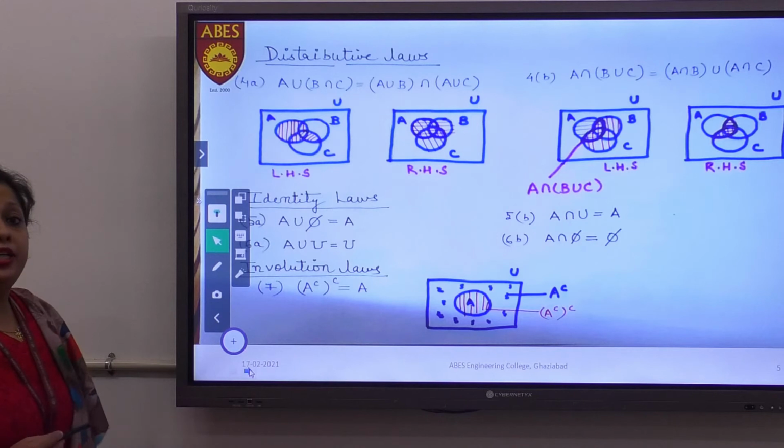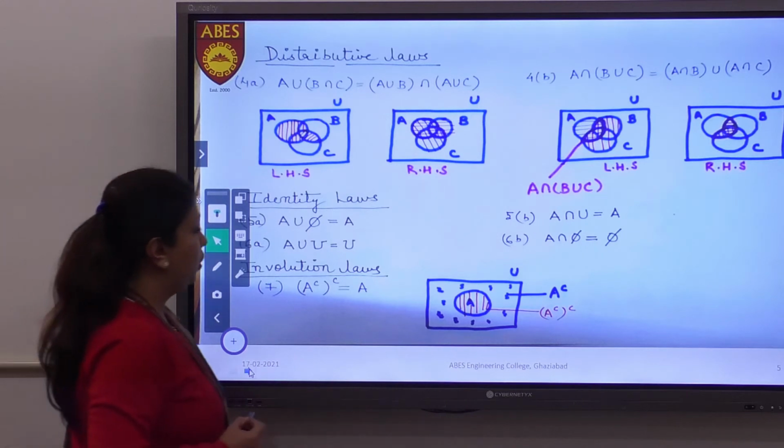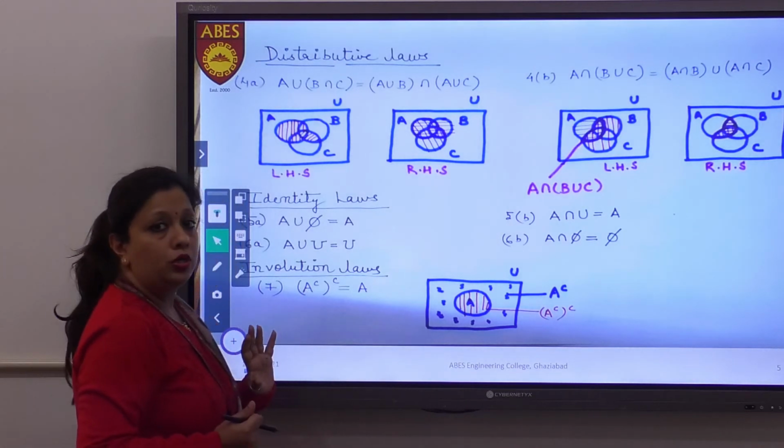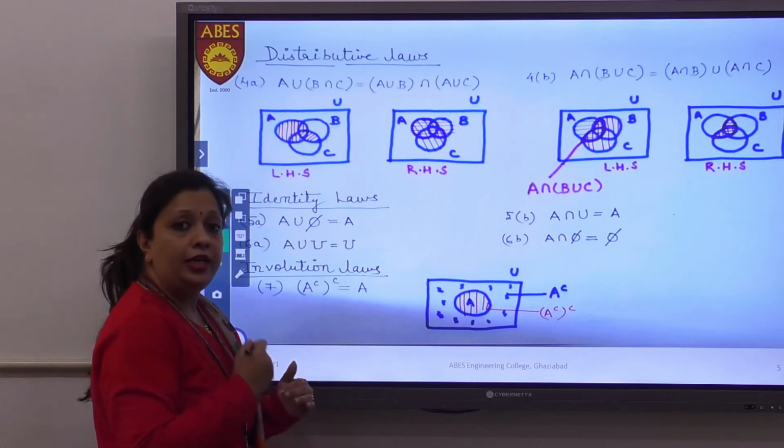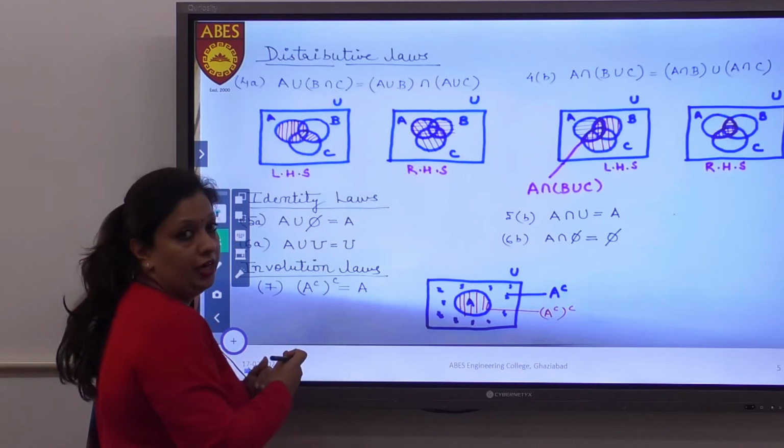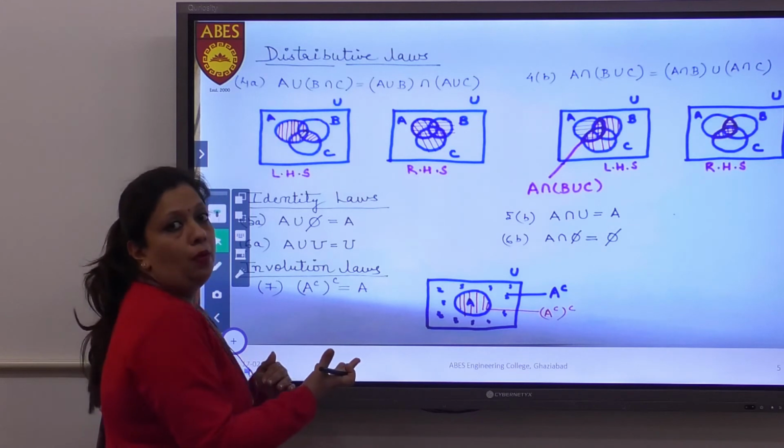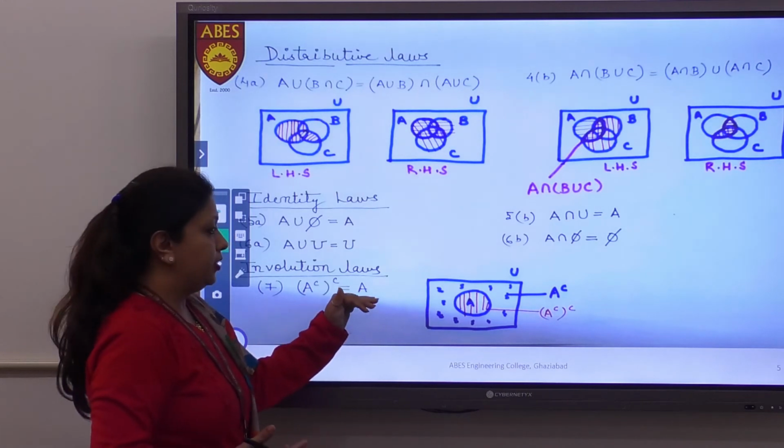Now, coming to the next law, which is known as the involution law. So what does the involution law say? It says if I have a set A and I take the complement of set A and again take its complement, I will get the set A itself.